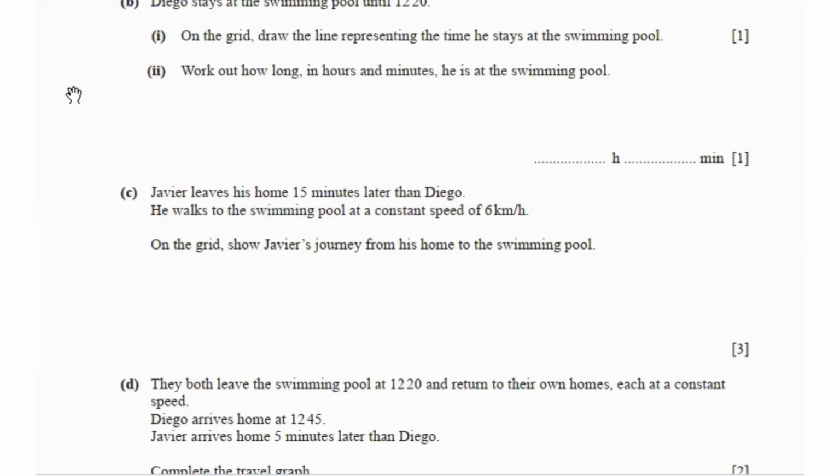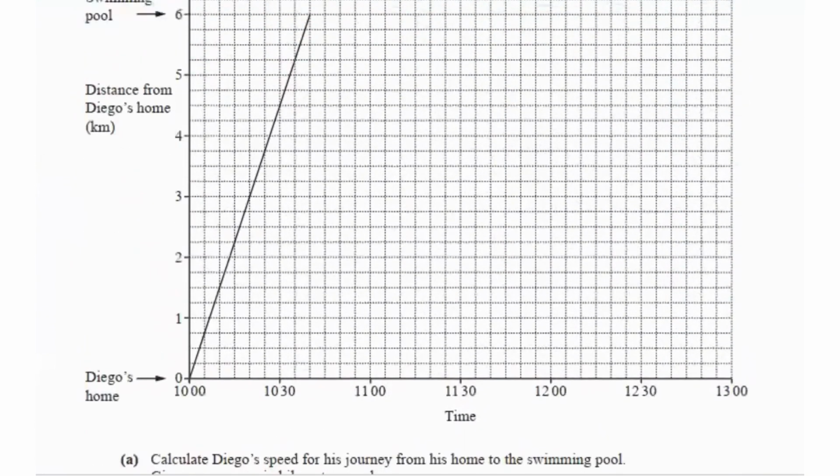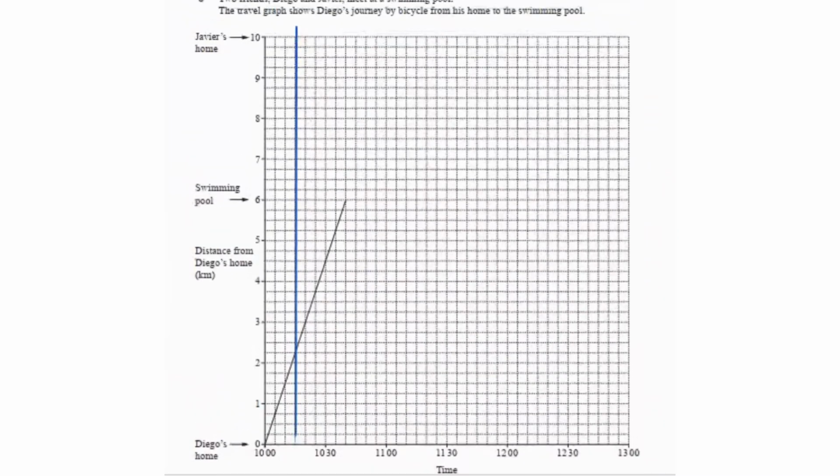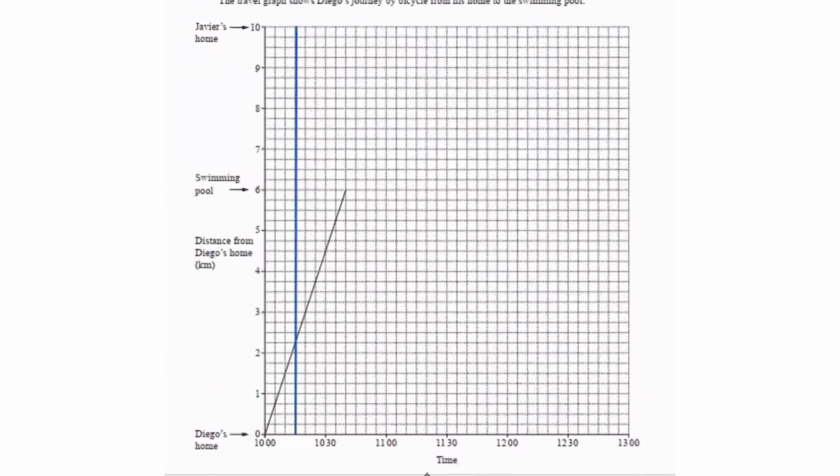Javier leaves his home 15 minutes later than Diego. He walks to the swimming pool at a constant speed of 6 kilometers per hour. On the grid, show Javier's journey from his home to the swimming pool. So now he's leaving his home 15 minutes later than Diego. So that means he's leaving at 10:15. So this is where he starts his journey.